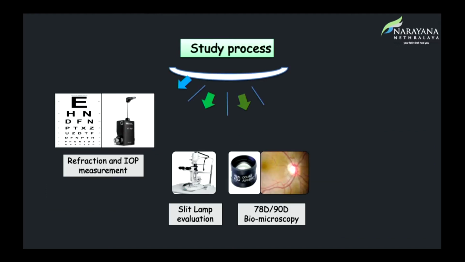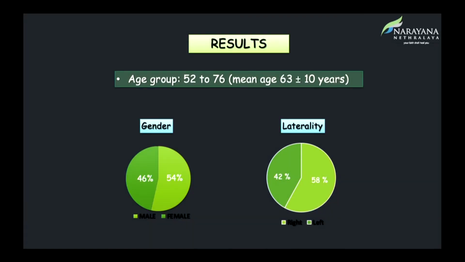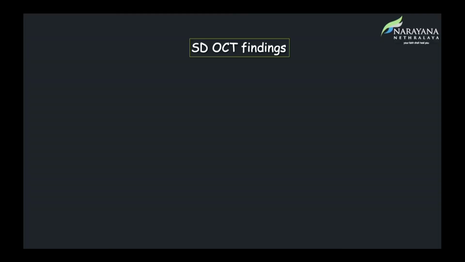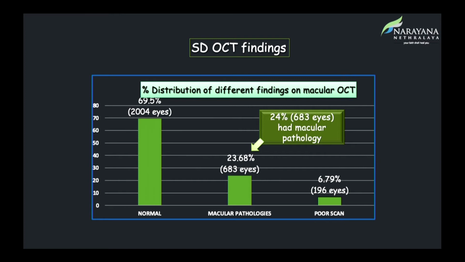After refraction and slit lamp examination, we did an OCT, and the results were that 70% of the patients were found to be normal. However, about 24% of patients, which is about 683 eyes, had a significant macular pathology, and in about 7% of the eyes we were not able to get a scan. And 24% of macular pathologies is a small number, but what we would like to emphasize is that through the cataractous media, it was difficult to pick up the macular pathologies.